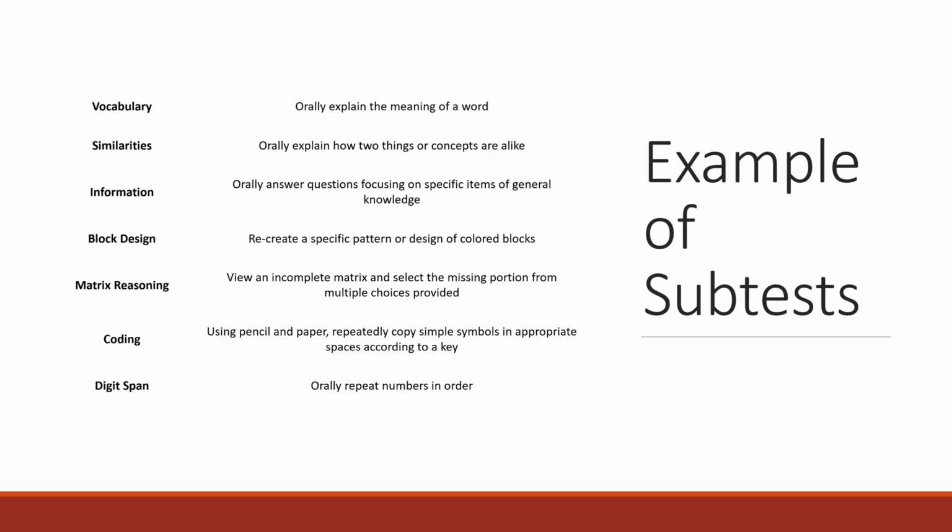For block design, we ask them to create a pattern out of blocks that are different colors on different sides, and they need to rotate them to make the correct pattern. Matrix reasoning has them look at a pattern with a missing portion, and then they get a multiple choice test to select the missing portion. Coding is a processing speed task, so they're asked to copy symbols in appropriate spaces according to a key, and to do this as quickly as they can. And then digit span is a test for working memory, asking people to hold numbers in their mind and repeat them back. So you give them a string of numbers and ask them to repeat it back.